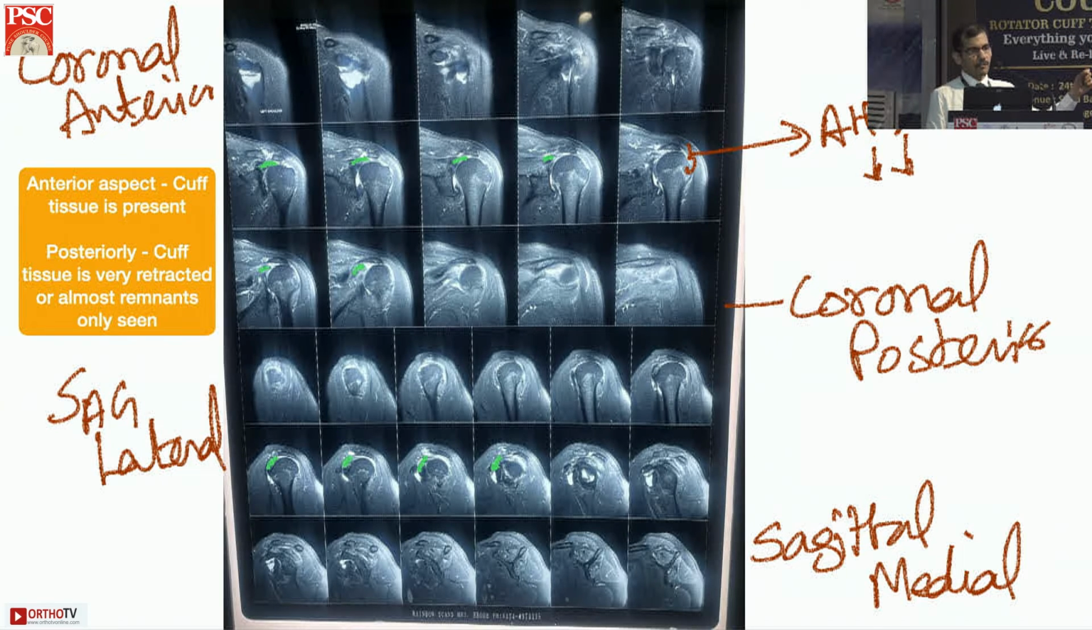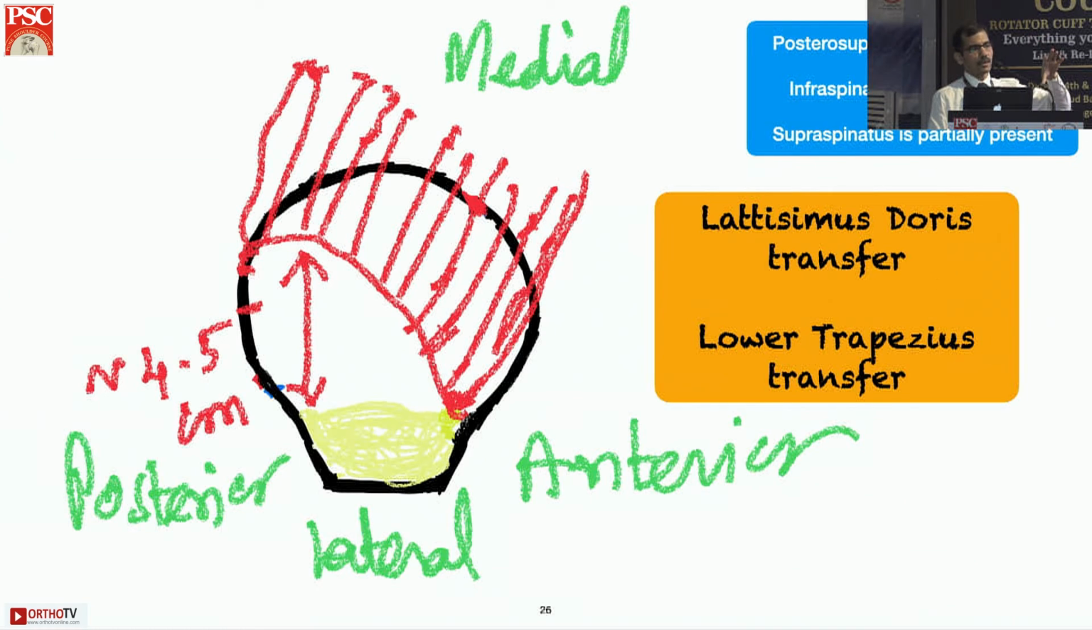Try to identify and make a map of the cuff. How will it look when you are putting a scope in? For example, this particular patient has a posterior superior cuff tear, where the anterior part of the supraspinatus you can easily reach back to the footprint area. The posterior superior area is fully retracted about 4 to 5 centimeters. This is a posterior superior cuff tear. In this kind of scenario, you have to think about doing an LD transfer or a lower trapezius transfer.